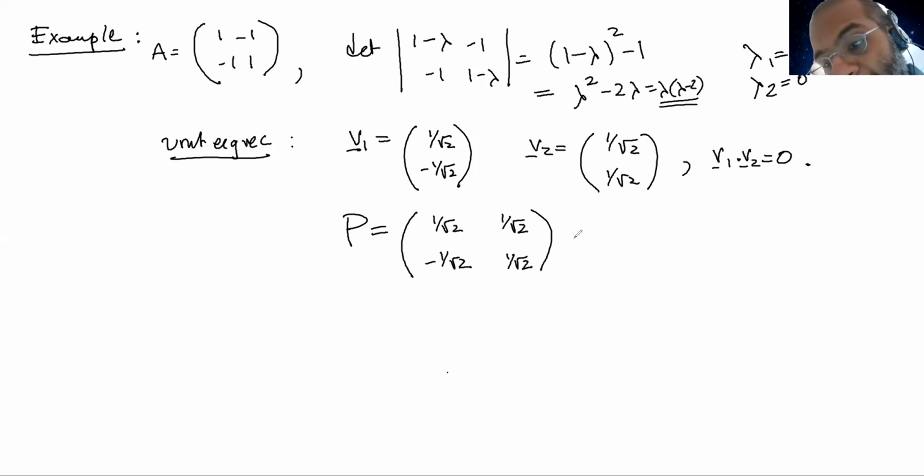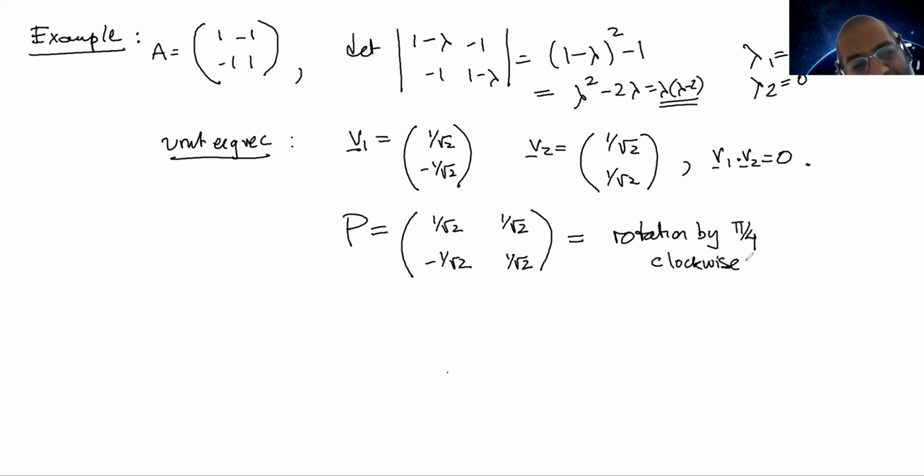Okay, this is an orthogonal matrix. And if you really think about it, this is the matrix of rotation by pi over 4 radians clockwise. If you just plot what this is, that's what this is. So now orthogonal diagonalizability tells me that A is equal to P D P transpose. So if P is rotation by pi over 4 clockwise, what's P transpose?